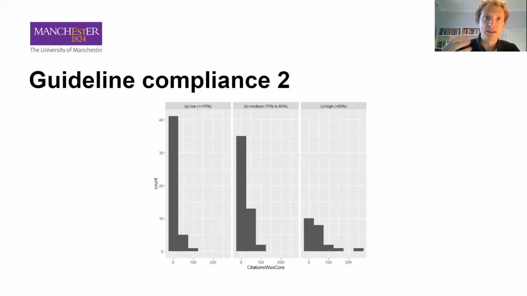And just to see this a little bit more simply, we've got a diagram. These are just grouped by amount of compliance. So 70% on the left, 70 to 85% in the middle, and then higher than that on the right. These are approximately the same number of papers in each, and you can see how the peak is getting squashed down. We're getting far, far more highly cited papers in the higher compliance bucket of papers. So hopefully that is a rather compelling case for spending more time looking at diagrams.